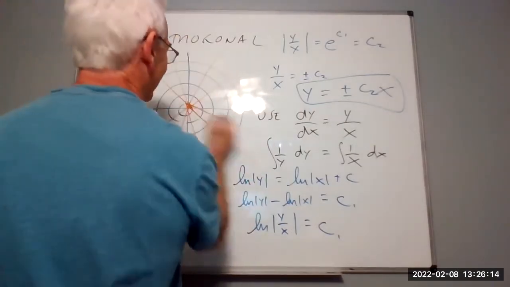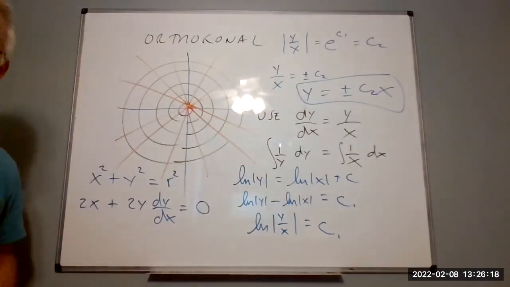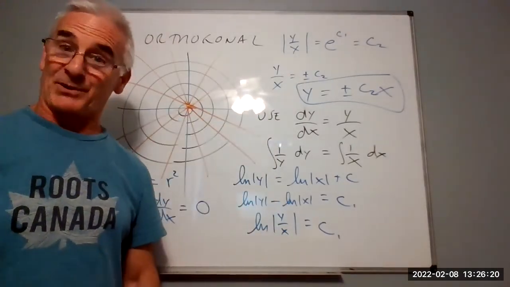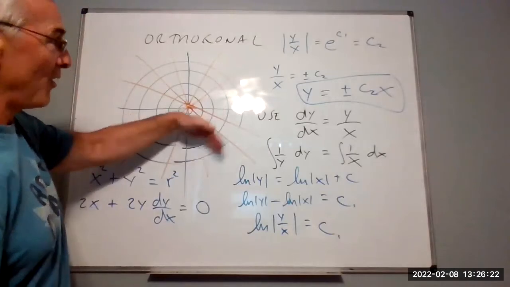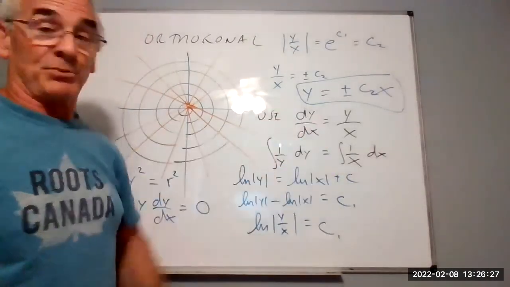Do you see it? Is it obvious? Oh my gosh. My set of orthogonal curves will be lines through the origin, and it's pretty easy to see that these lines will all be orthogonal to these circles. That's crazy, but that's what we just proved.